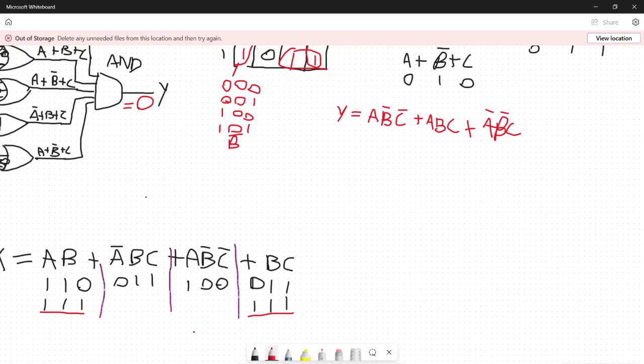And also notice that this and this are the same. This and this are the same. So instead of having 6 outputs that are unique, we only have 4 unique outputs. So we're going to put this on our K-map.